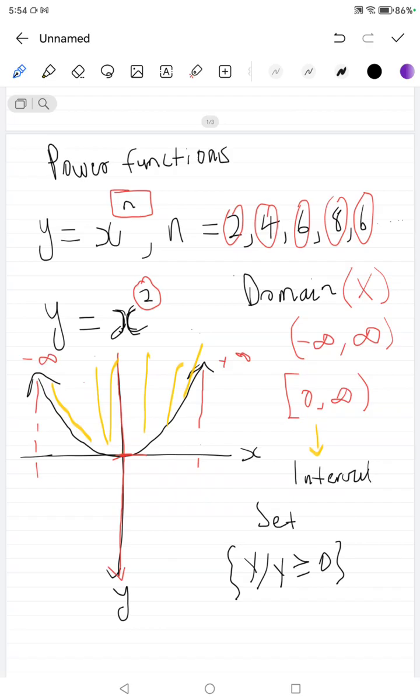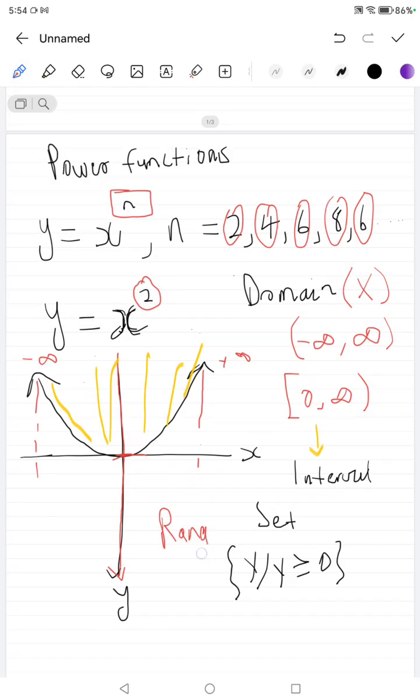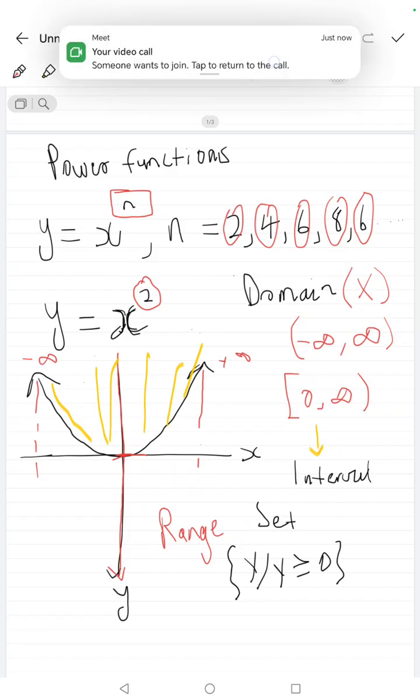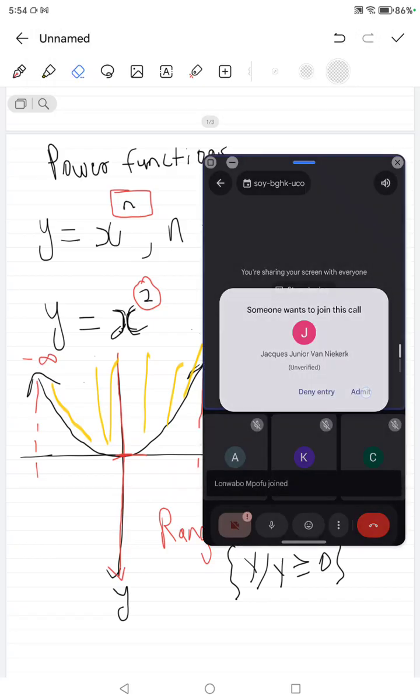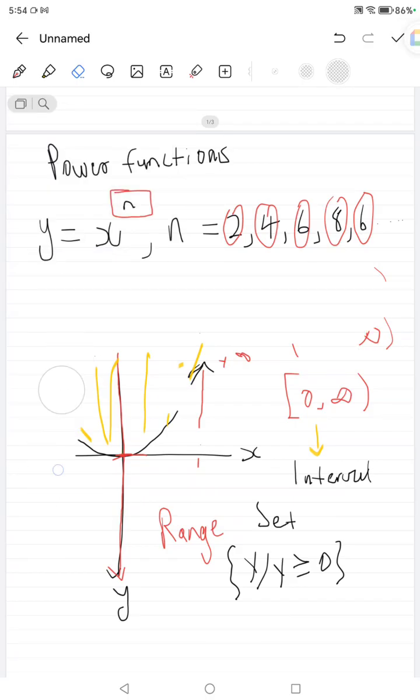Okay, yeah, that will be your range. So this one was our range, which is basically your y values. For your domain, you check where your x values are starting from, and for your range, you check where your y values are starting from. Okay, we're done with the domain and the range. Let me erase everything, then I'll throw it again.